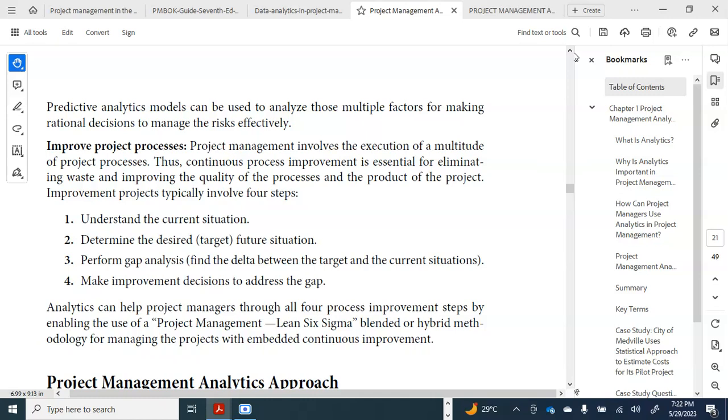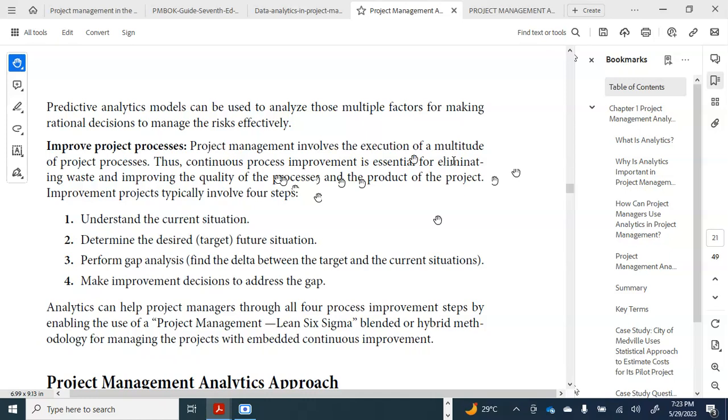All right. So we are still looking at the importance of analytics, the importance of analyzing our project data. It improves your project process. Project management involves the execution of a multitude of project processes. Thus, continuous process improvement is essential for eliminating waste and improving the quality of the processes and the product of the project.